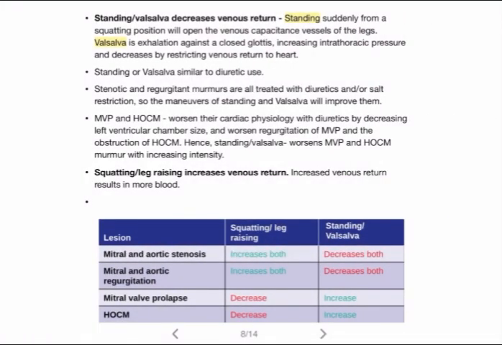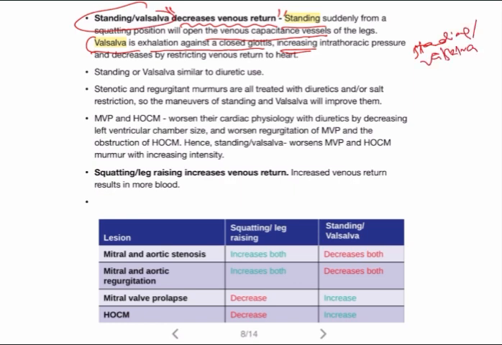The other 2 points are standing and Valsalva. Standing suddenly from a squatting position opens the venous capacitance of the legs, which causes decreased venous return to the heart. Valsalva is exhalation against a closed glottis. These two will decrease venous return. So standing and Valsalva is one set. Standing or Valsalva causes decreased venous return to the heart. Again, this is similar to the use of a diuretic, meaning there is less blood coming to the heart.